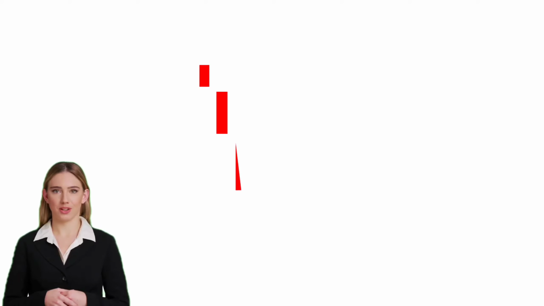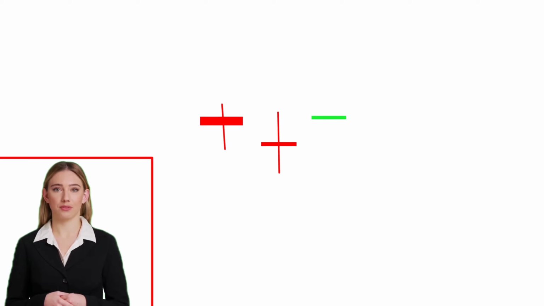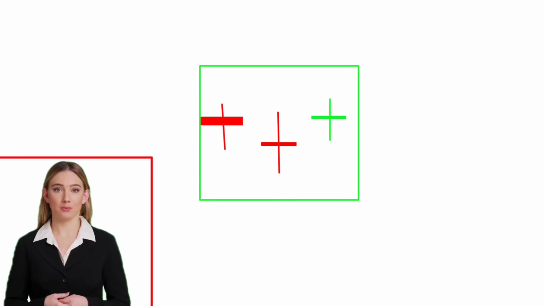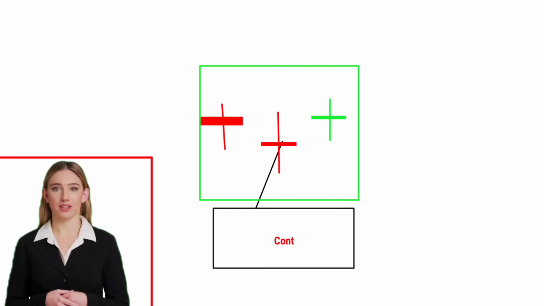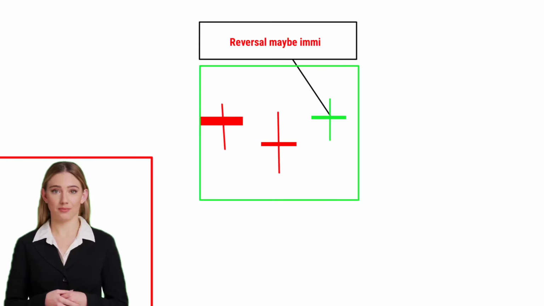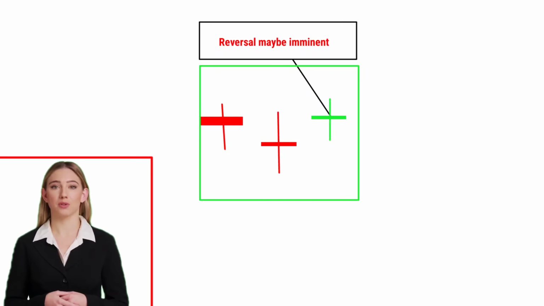The tri-star candlestick pattern is a rare three-candle pattern that signals a potential reversal in the market. It is composed of three doji candles, which have very small or non-existent real bodies. The first doji represents a period of indecision, while the second doji represents a continuation of the indecision. The third doji shows that the market has reached a point of equilibrium, and a reversal may be imminent.